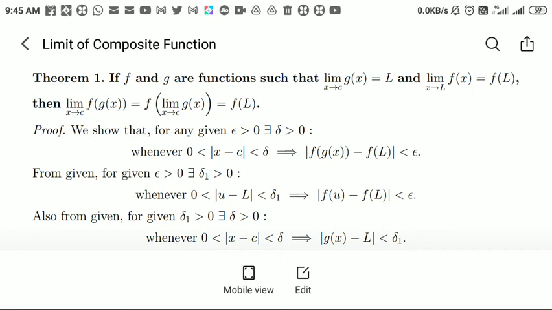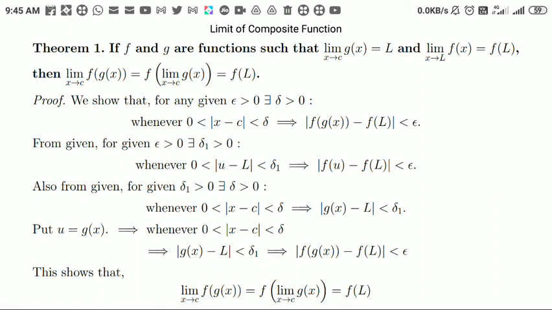For given epsilon greater than 0, there exists delta 1 greater than 0 such that whenever the distance between u and L is greater than 0 and less than delta 1, this must imply |f(u) − f(L)| < epsilon. Also from the given, there exists delta 2. For the given delta 1 greater than 0, there exists delta greater than 0 such that whenever 0 < |x − c| < delta, this must imply that the distance between g(x) and L is less than delta 1.